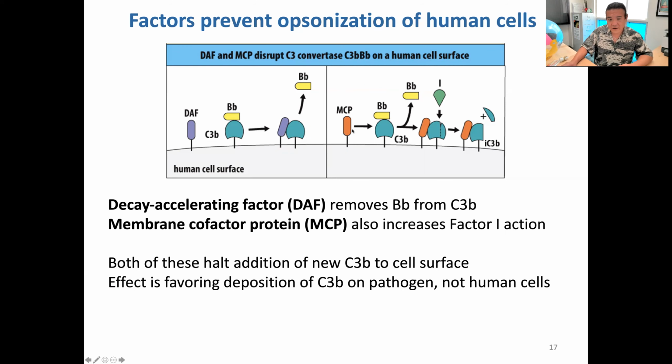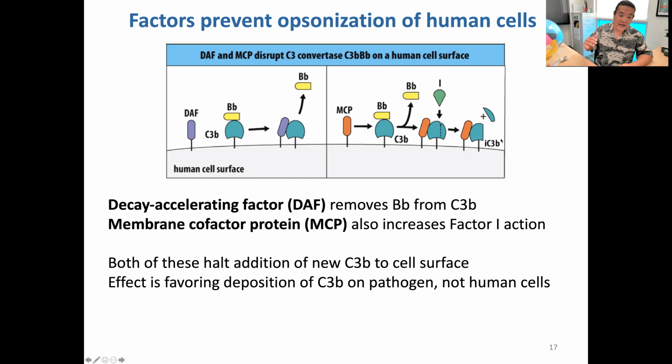Likewise, you have other proteins like this membrane cofactor protein, or MCP, that does a similar type of thing. It recognizes that there is a convertase complex on the surface of the cell. It binds to it, changes the shape and boots off the Bb, and it changes the shape of the C3b so that factor I can come in and cleave that, neutralizing it.